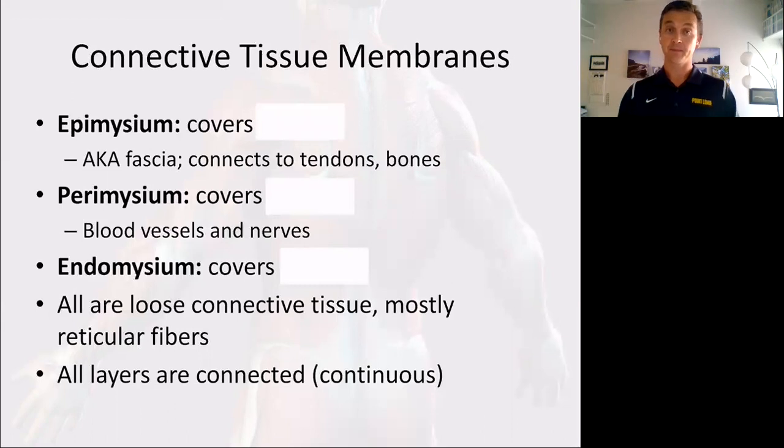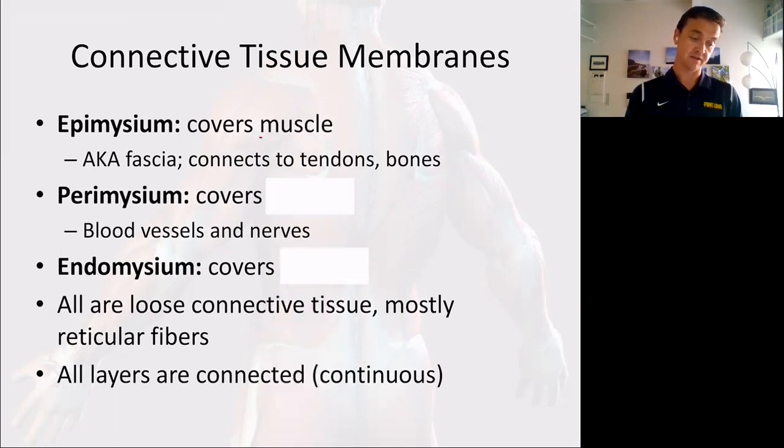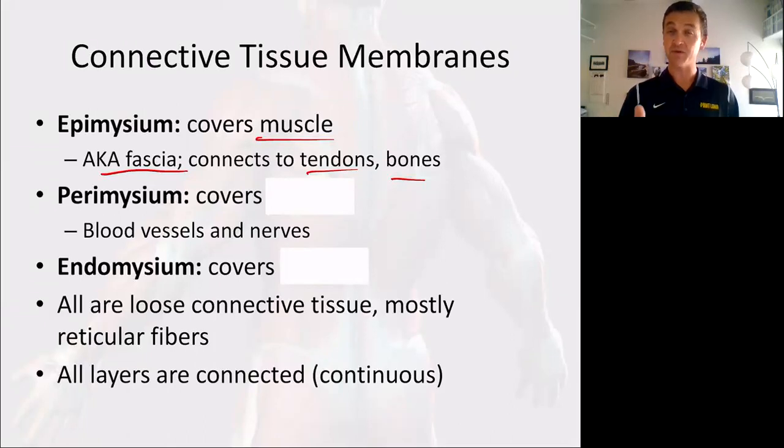We'll recap here with those connective tissue membranes. The epimysium is the most external one. This covers the muscle. This is also known as fascia. It connects to tendons and to bones. This is how it weaves right into a tendon, and that tendon weaves right into a connective tissue layer on bone, which is the periosteum.